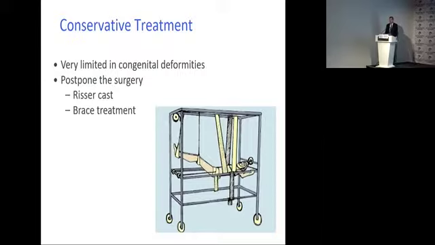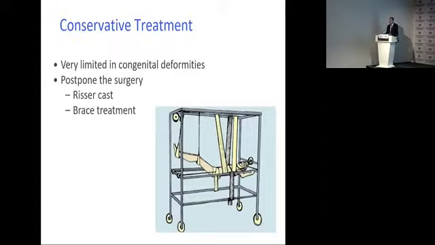For the conservative treatment, unfortunately, it's very limited in the congenital deformities, but sometimes, in order to postpone surgery, we may put the patient in a risser cast or brace treatment. You can see here a frame for the risser cast.